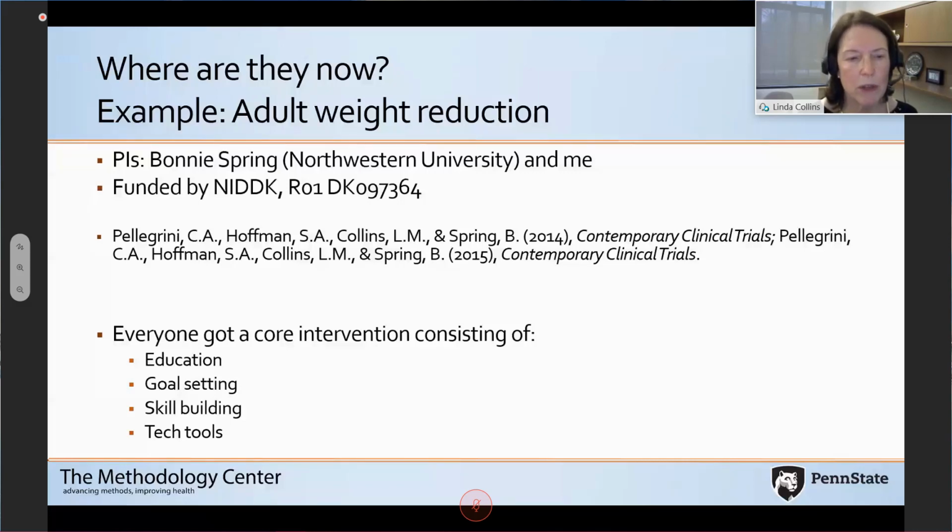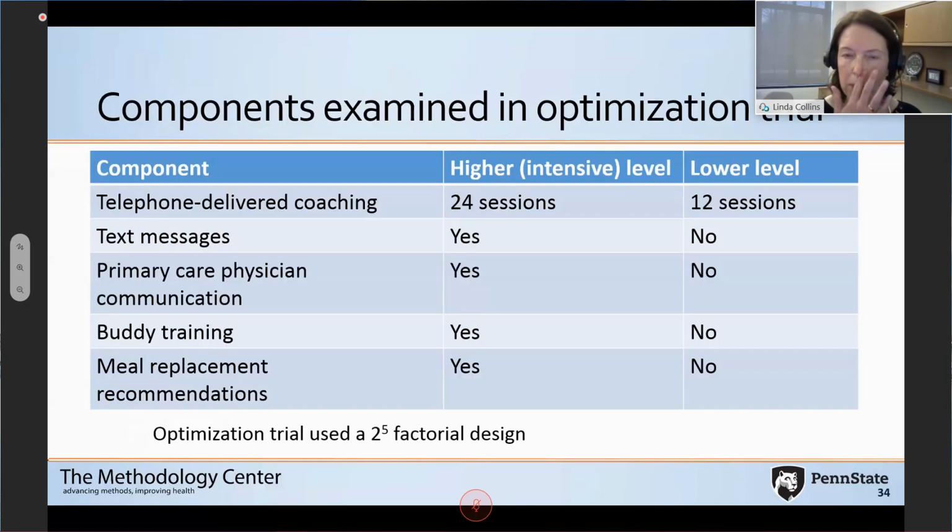Everyone got a core intervention consisting of education, goal setting, skill building, and some technology tools. These were the components that we looked at in the optimization trial. Telephone-delivered coaching. There's been a lot of literature to suggest that telephone-delivered coaching is really helpful in weight loss. We were looking at whether 24 sessions was better than 12 sessions. Text messages, kind of encouraging text messages, communication with the primary care physician, buddy training.